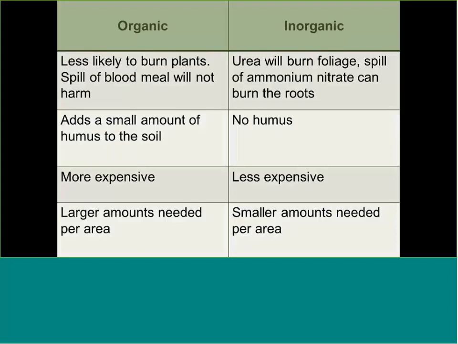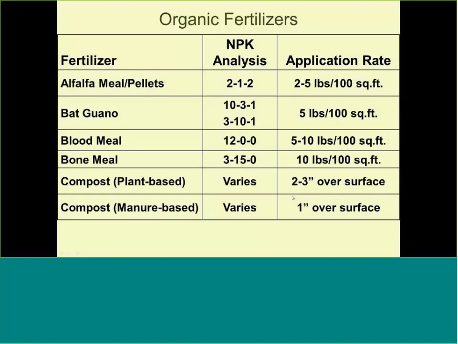Another plus for organic is it adds a small amount of humus to the soil. Disadvantage of organic is that it's much more expensive per unit of N or K or P. And another disadvantage is because it has a small percentage of NPK in it, you have to use a larger amount per area compared to chemical, inorganic fertilizers.